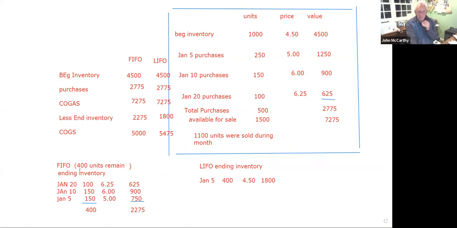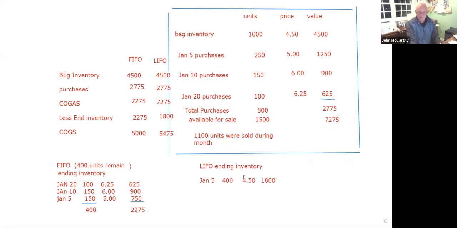FIFO means that the most recent units are on hand, and you have to build up to what's on hand. In this case, you had 1,500, you sold 1,100. That means you get 400 on hand, and you build up the most recent purchases, okay? Which we did: 100 from January 20th, 150 from January 10th, and a portion of the January 5th purchases because we only needed 400 units. And we plug that in for FIFO ending inventory, subtract it out, we got FIFO cost of goods sold.